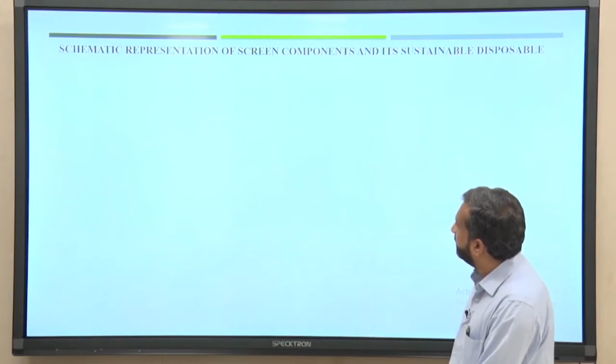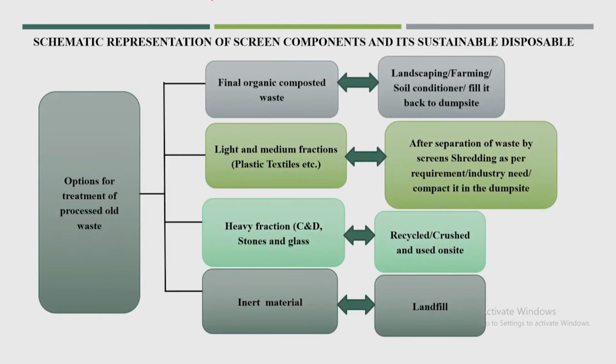Now, schematic representation of screen components and their sustainable disposal. So, this is again a simple explanation, like the segregated material or screen material components and what could be the sustainable disposal for that. Like for final organic compostable waste can go for landscaping, farming, can be used as soil conditioner or fill it back to the dump site. The daily cover you can make out of that.